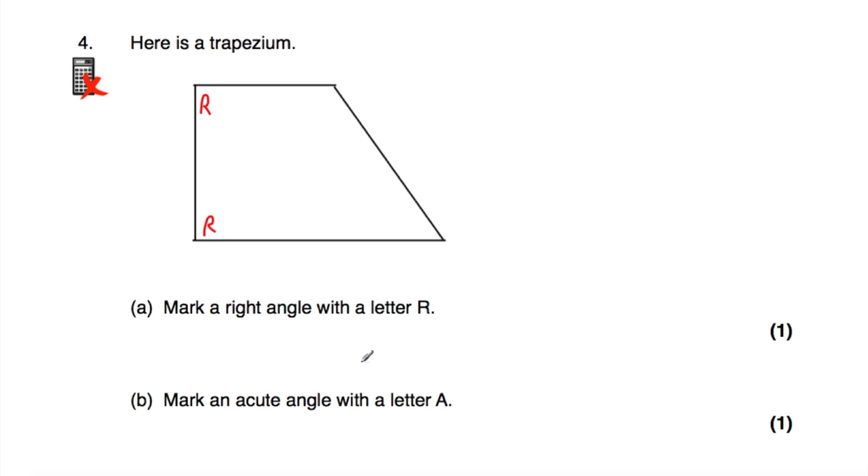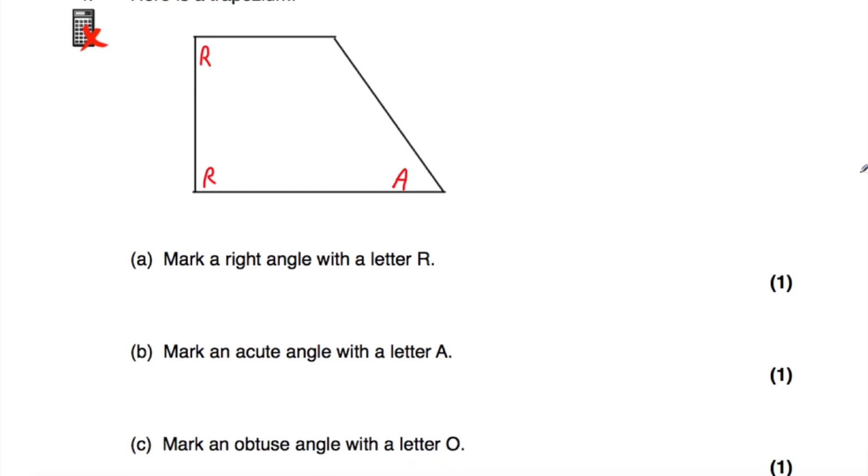Okay, part B. Part B says mark an acute angle with the letter A. Well, this is obtuse, it's bigger than 90 degrees, but this angle here is an acute angle. It's bigger than 0, but less than 90 degrees. So that's our acute angle in here, and I've labelled that A. Okay, let's look at our next part, part C.